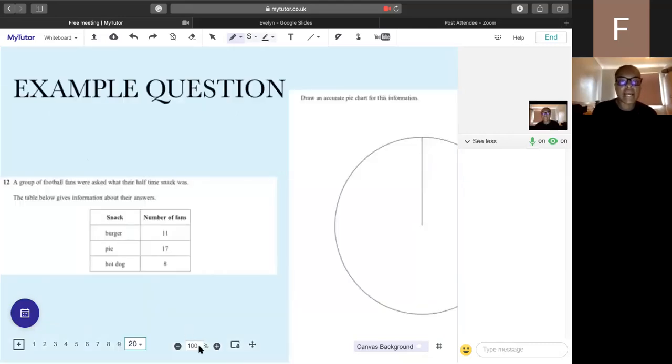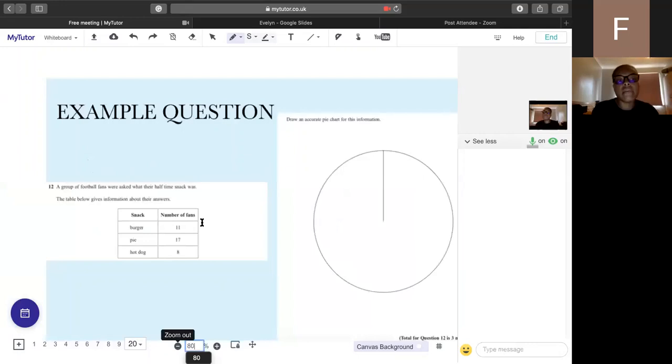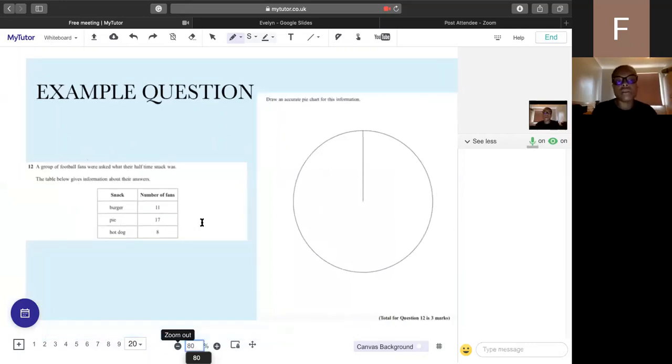So if we look at this particular question, I'll zoom out a little bit as well. A group of football fans were asked what their halftime snack was. So the table shows us a burger, pie, or a hot dog. So what we need to remember to do is always work out what the total number of people is first. So we want to do 11 plus 17 plus 8.